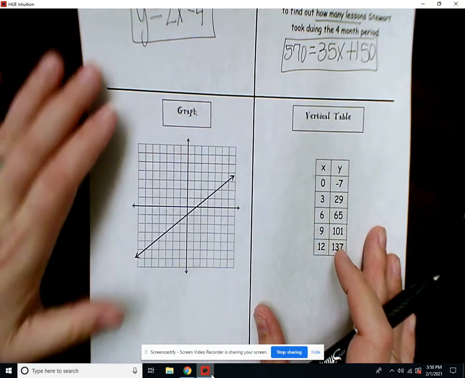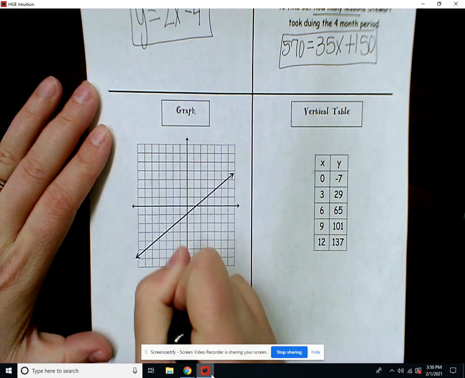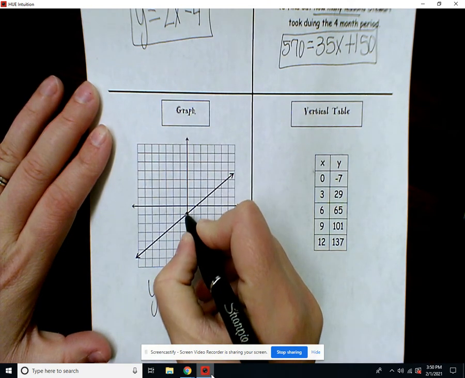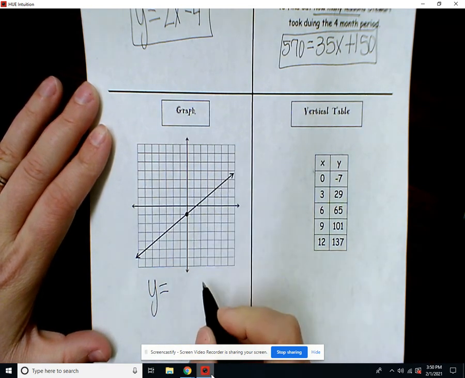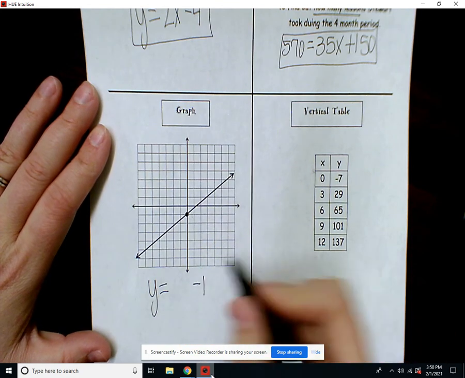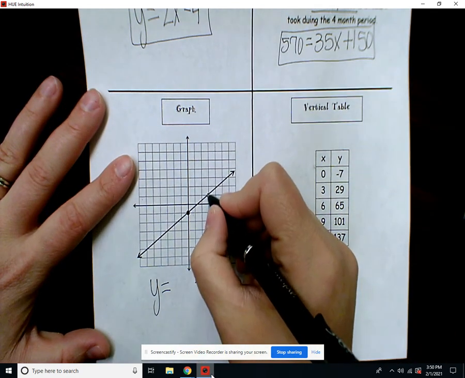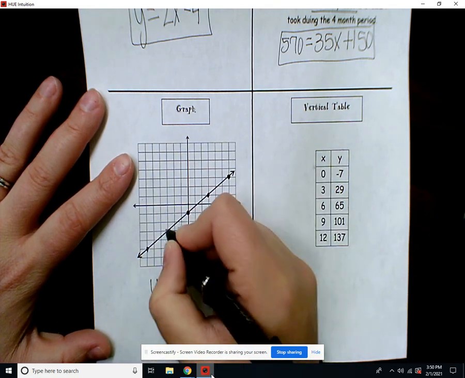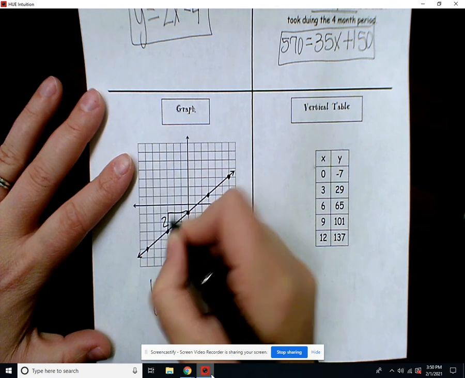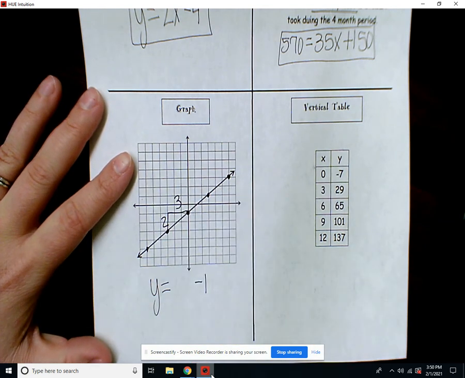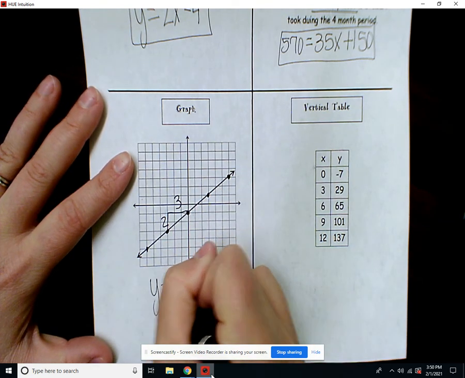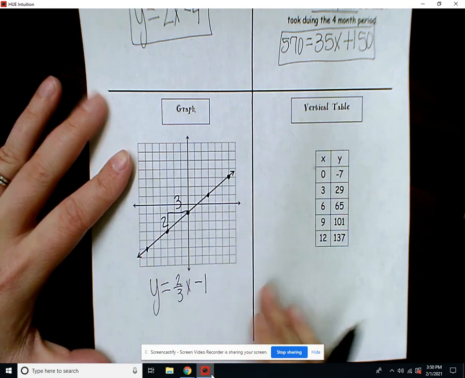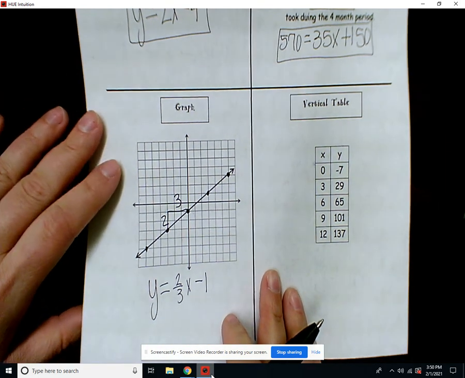All right, for our graph, so we start with y equals. So we find where it crosses on our y-intercept, which is -1. We need to find our rise and our run. So find where it crosses. So we're going to go up 2 over 3. Let's write that as 2 over 3x. We went to the right, so it stays positive 2 over 3x.